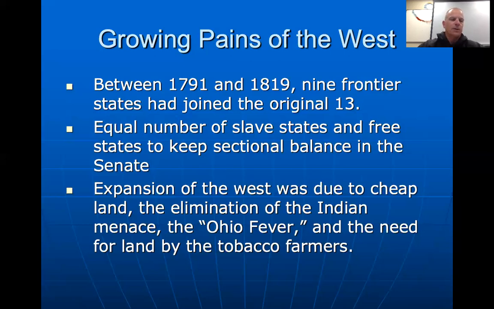If there were an equal number of slave states as free states, that would mean an equal number of senators from the slave states as there were senators from the free states. For instance, if there were, like in this case, 11 and 11, 11 free states and 11 slave states, that would mean 22 senators from the free states, because there's 2 senators per state, and 22 for the slave states.